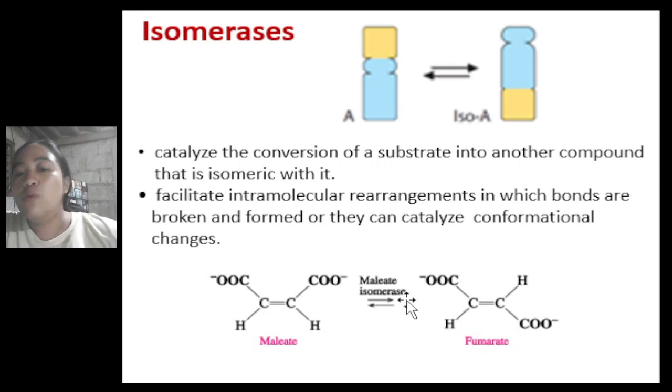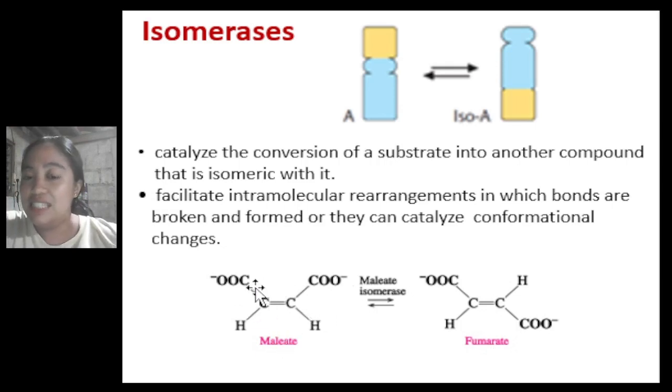From maleate, maleate has a cis configuration, but with maleate isomerase, the maleate will now have a trans configuration or trans form, but this trans form is now a different or another compound, and this is already a fumarate molecule or compound.